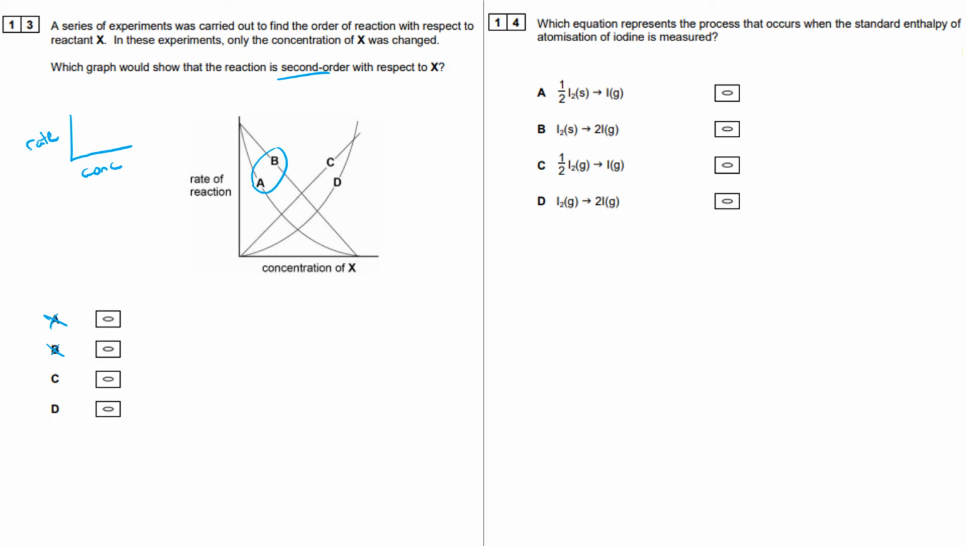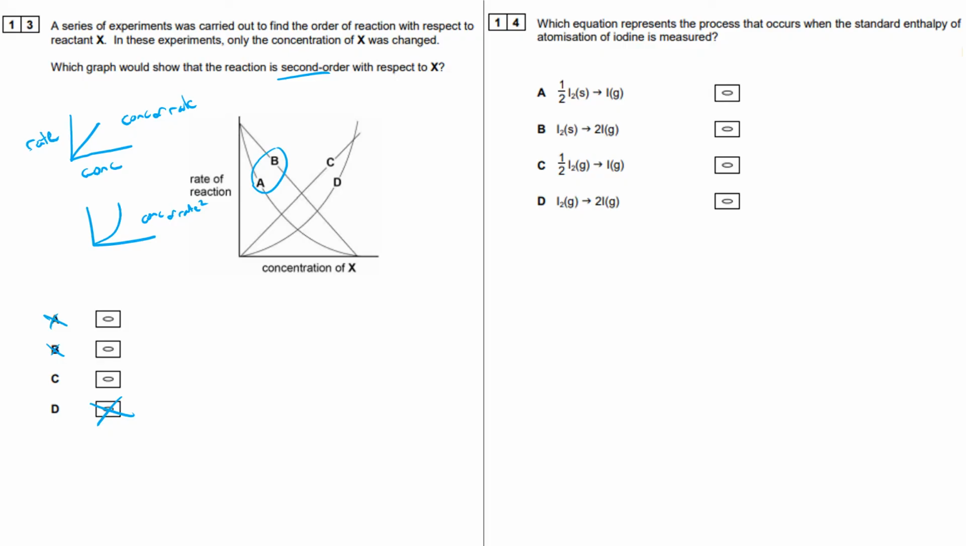Now if it was first order, that would be a linear graph because they're directly proportional. If it's second order, that's going to be like a half x squared graph. So concentration is proportional to the rate squared. So D is the correct answer here.